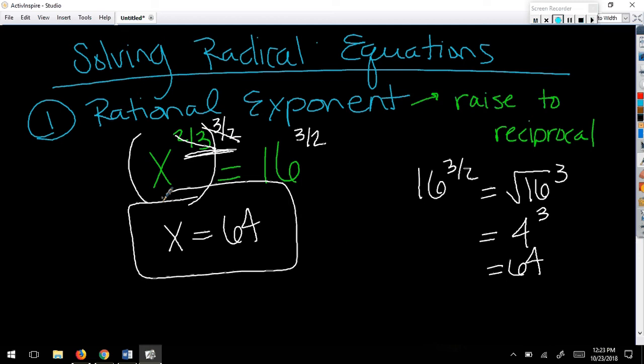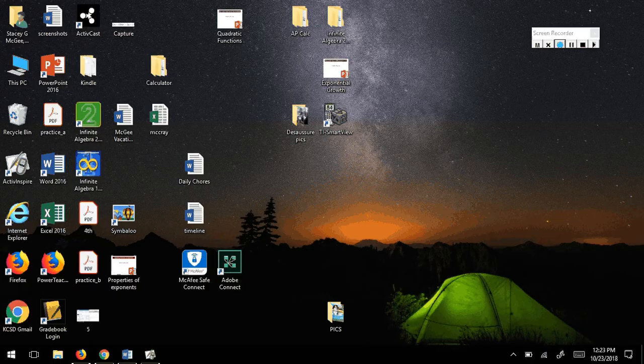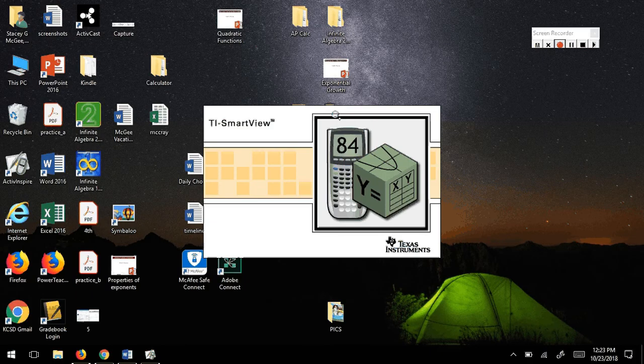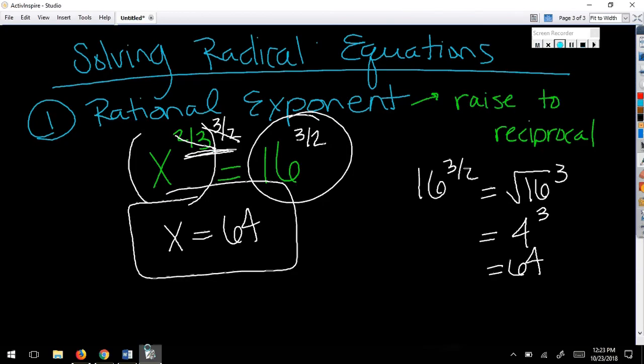Okay. What if it doesn't work out exactly right? That is okay. Use your calculator and you'll round off to a decimal. I can put 16 to the 3 halves in my calculator. Does everybody know how to do that? Wait, so question. I'm listening, Evan. Oh, all right, so basically all you're trying to do is get rid of the exponents. I'm trying to solve for x.